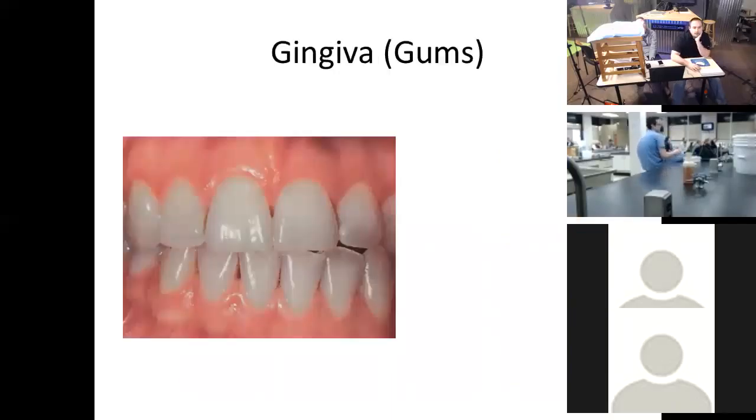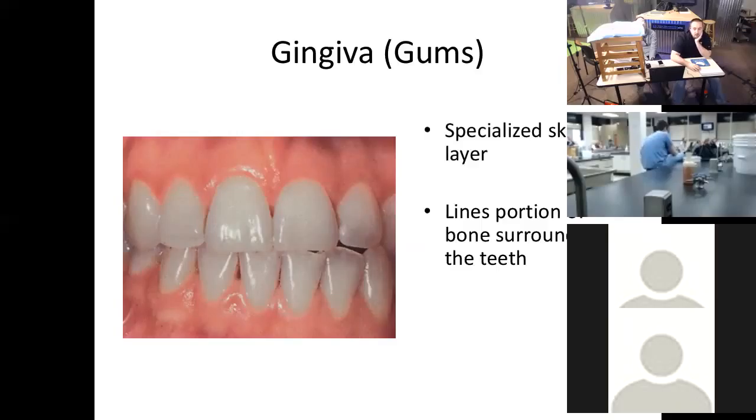So the next thing we're going to talk about is the gingiva, which most people just refer to as the gums. The gingiva is really a specialized skin layer that lines the inner part of the jaw and deeper portions of the teeth. So it acts as a barrier to protect deeper structures and to keep the teeth in place.